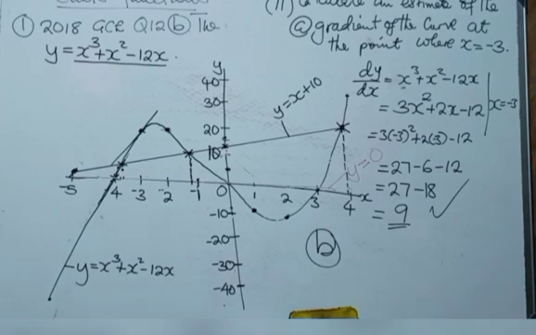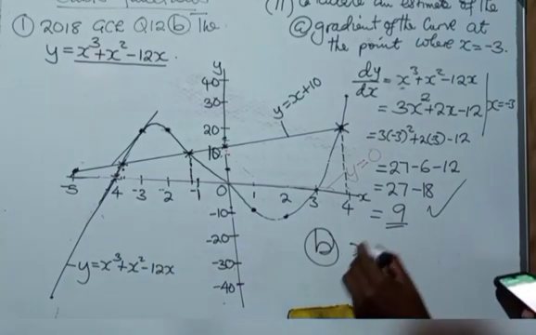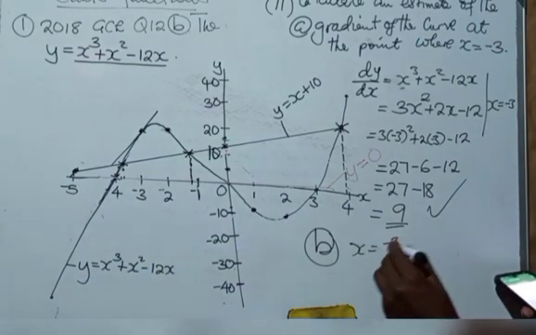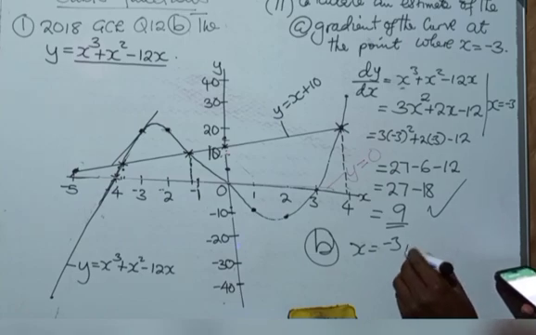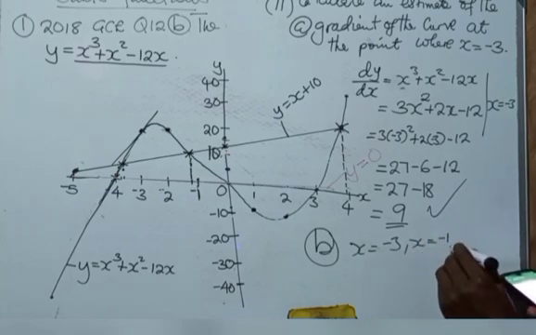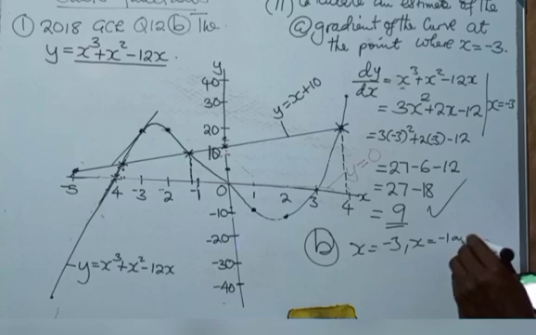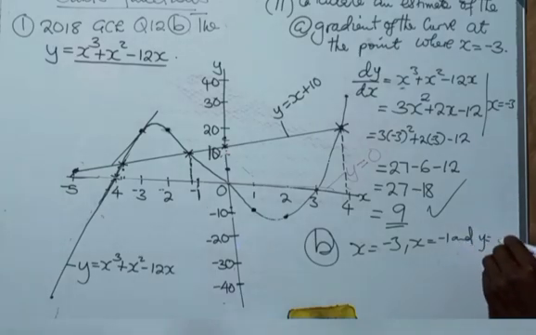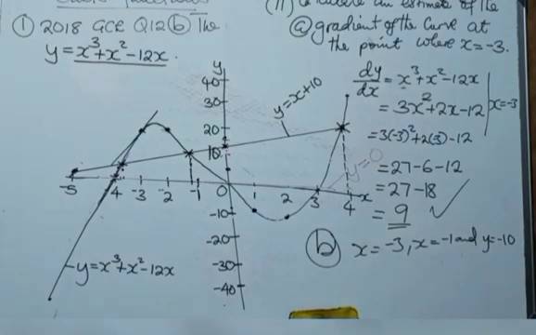Okay, the question is to find the estimate of the area bounded by the curve, where x is equal to -3, x is equal to -1, and also y is equal to -10. So this is the curve we have. How are we going to find the area of that? So let us find the area for that question.